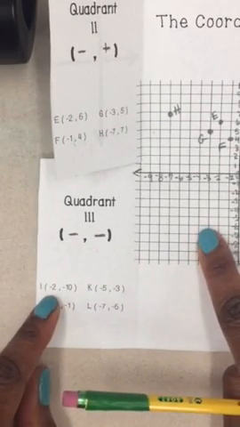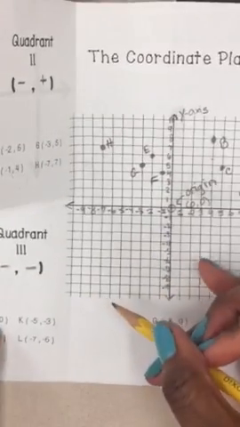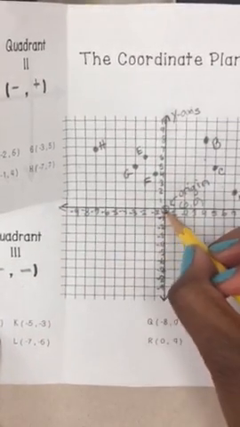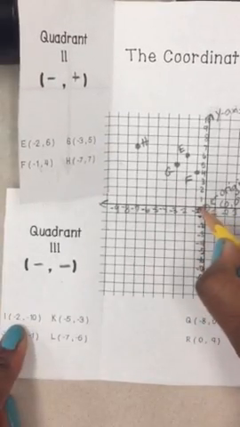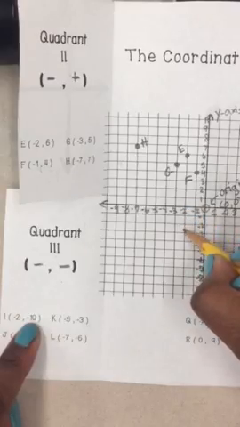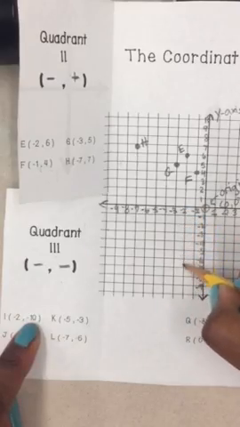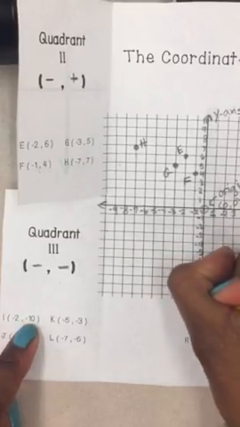Let's look at I. -2, -10. Where do we start? The origin. So starting here, we're going to go over 2, -1, -2, and then we're going to go down 1, 2, 3, 4, 5, 6, 7, 8, 9, 10. And this is point I.